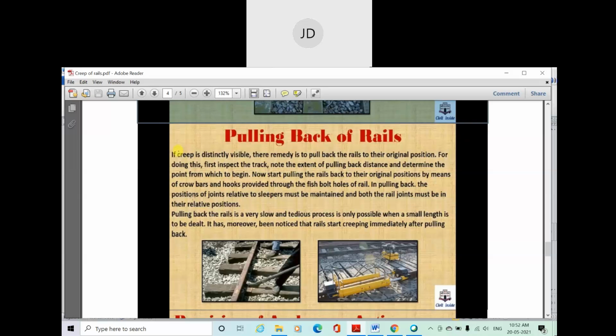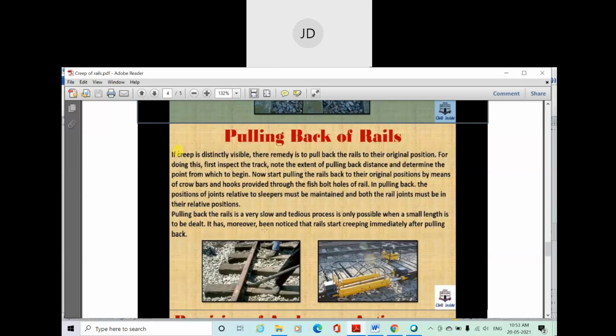In pulling back, the position of the joint relative to the sleepers must be maintained, and both rail joints must be in their relative position. Pulling back the rail is a very slow and tedious process, and it is only possible when a small length is to be dealt with. That means it is not for huge or large projects, so it can be used for a very small length of maintenance.